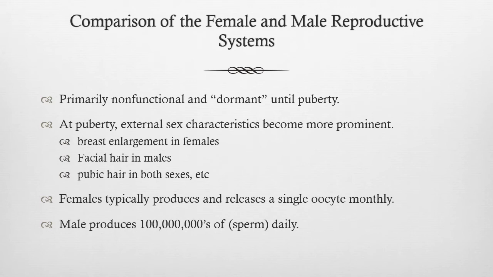The difference then comes into production. As we've seen, the female only produces a single oocyte monthly that is ovulated, versus males have the potential capability of producing just a vast quantity of sperm in a single day. And so as many as 100 million or so sperm on a daily basis, and this all depends upon when and how often ejaculation has occurred as well.